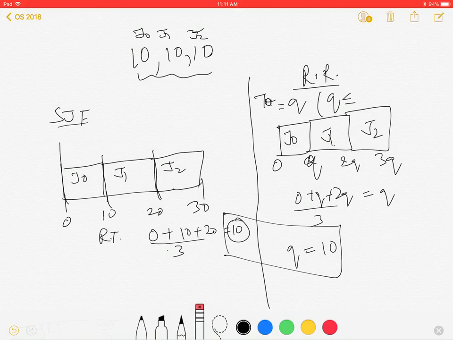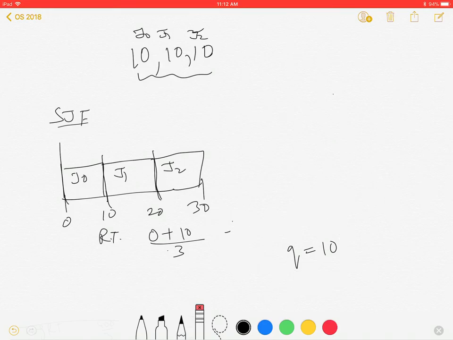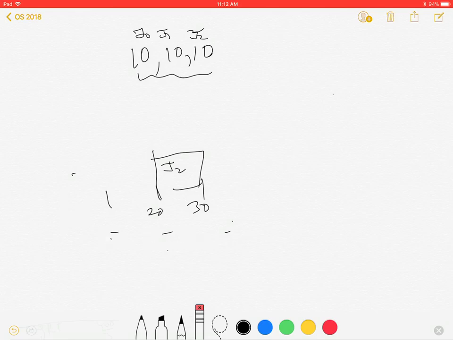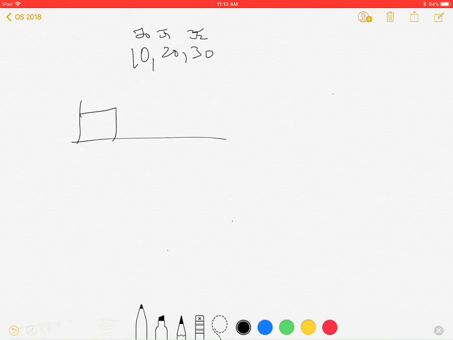Now let's, for the moment, not bother about the trivial example. Let's take something more complicated. Let's take an example where we have the corresponding lengths as 10, 20 and 30. For SJF, we'll have the scheduling as follows.